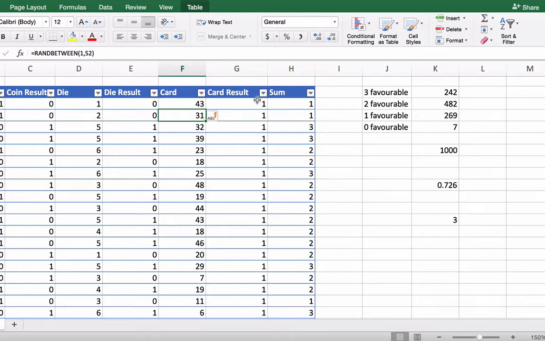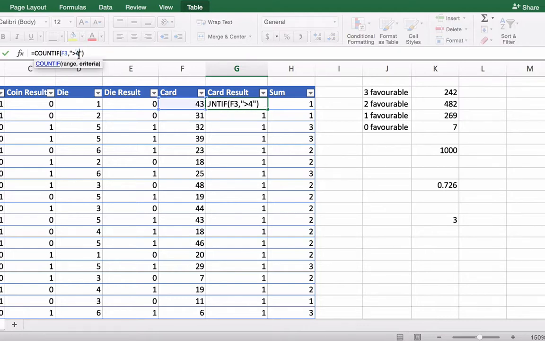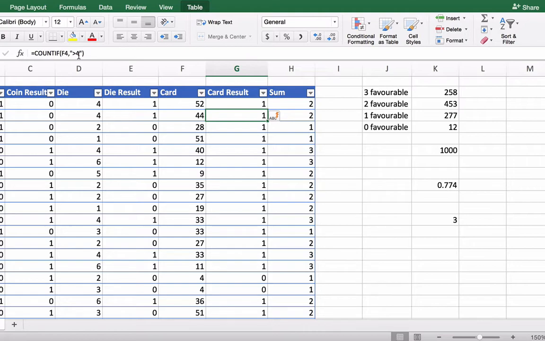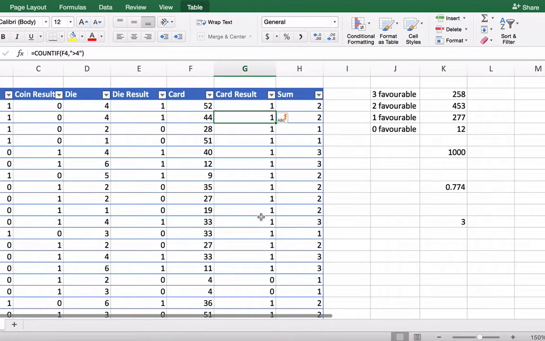Okay, and so there we go. And so now, we're going to say drawing a 2 will be a 1, a 2, a 3, or a 4. So I've got to have this greater than 4. And so most of the time, you draw a card greater than 4, other than a 2.